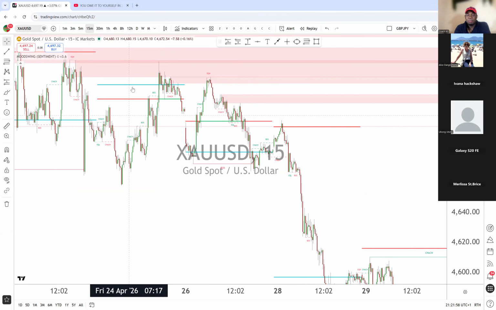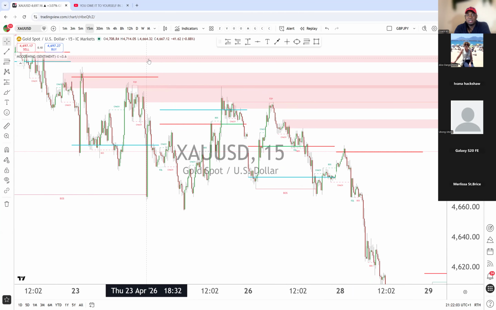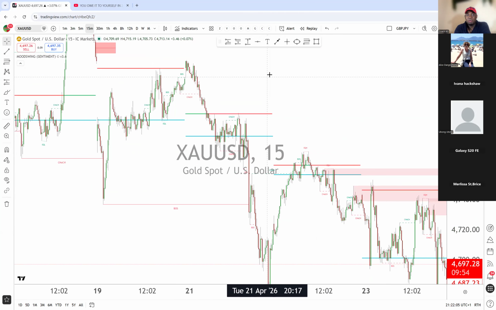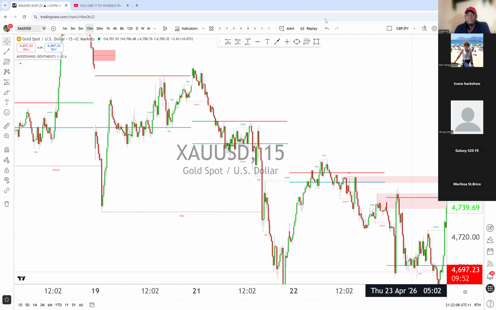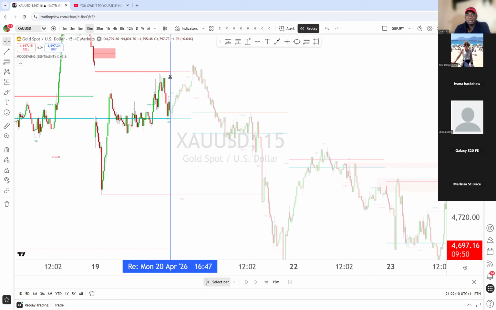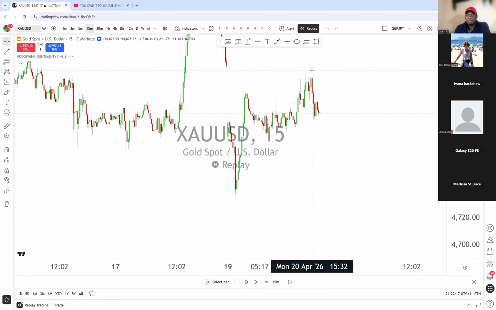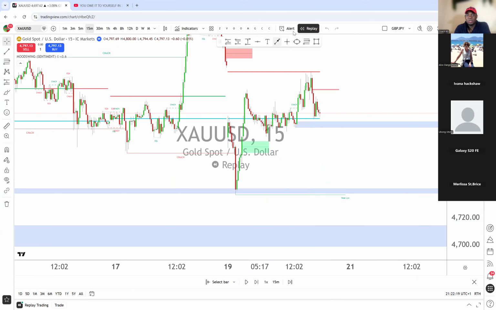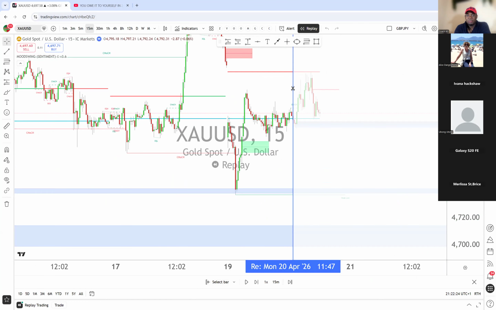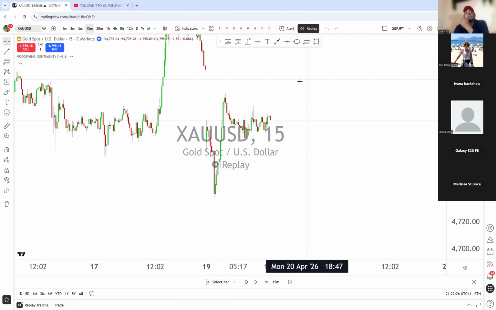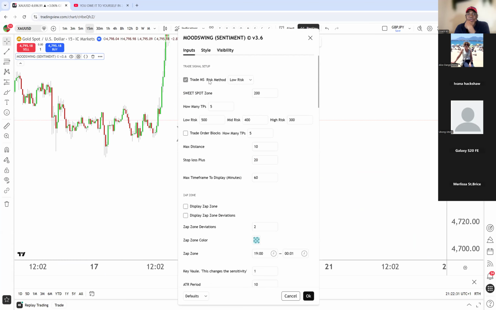Look, so it's not perfect every day, but you could see how key and important this is. So let's do a replay right here, and let's see how that would have played out if we actually had the trade mood swing switched on. All right, let me just replay this a little bit. Right, so if we had the trade mood swing switched on, just go back to here.